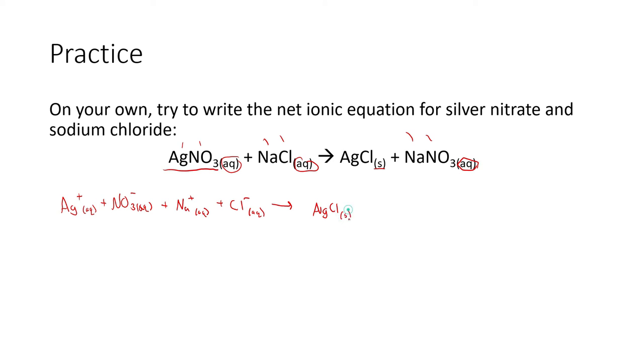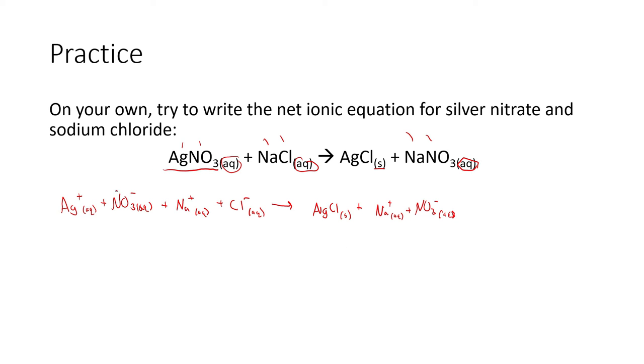which is solid, plus, and then this one is dissociated again, so we're breaking it back down. We've got Na plus aqueous plus NO3 minus aqueous. So this is our complete ionic equation. We've got silver as a positive ion plus nitrate as a negative, plus sodium as a positive, plus chlorine as a negative, goes to silver chloride, plus that sodium ion and the nitrate ion.